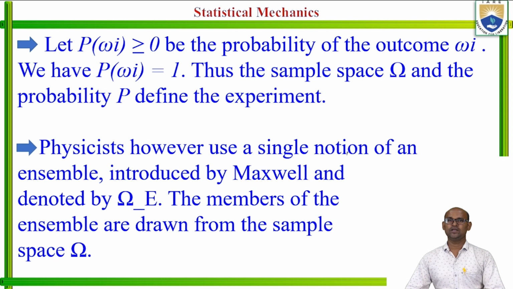Let the probability of occurrence of any outcome be greater than zero, and when we sum over all the probabilities of these outcomes, it should be 1. So the sample space and the probabilities define the experiment. Physicists, however, use a single notion of an ensemble introduced by Maxwell, denoted by omega E. The members of this ensemble are drawn from the sample space omega.